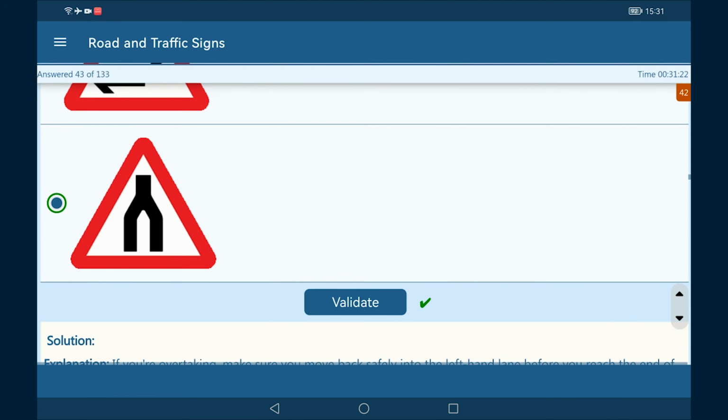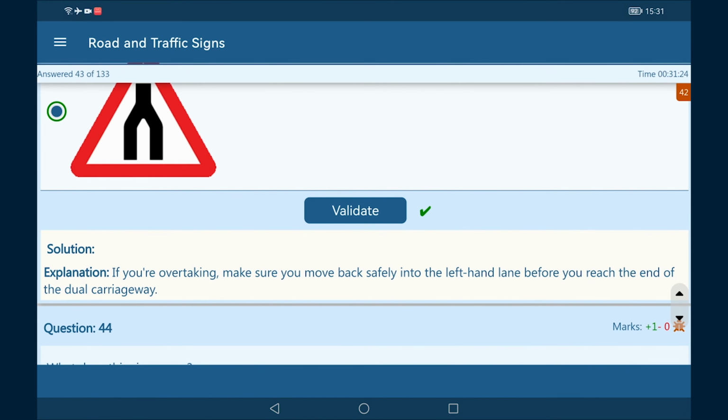Explanation. If you're overtaking, make sure you move back safely into the left-hand lane before you reach the end of the dual carriageway.